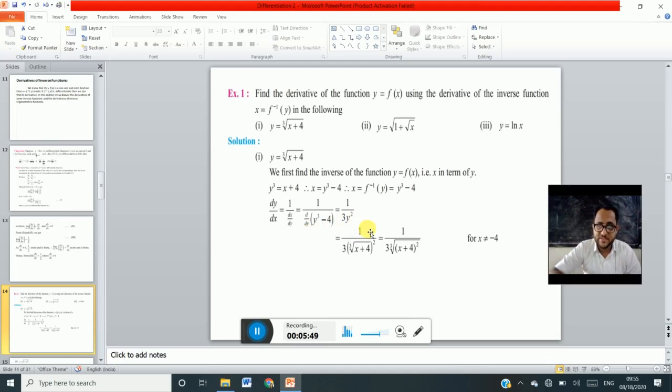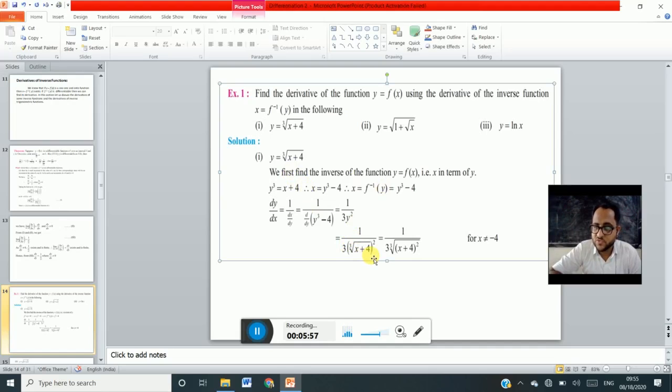So what is 1 upon 3, and what is y? Y is given, that is cube root of x plus 4. So 1 upon 3 into cube root of x plus 4 whole square. This is the answer for this function y is equal to cube root of x plus 4. Here the condition is that x is not equal to minus 4, because if x is minus 4 then this becomes 0 and the denominator is 0, that is, the function is not defined. Therefore the condition here is that x is not equal to minus 4.